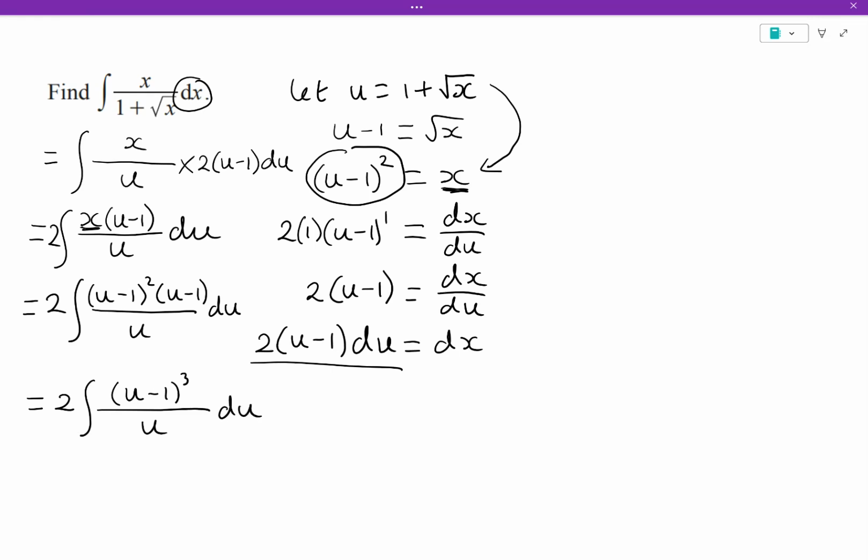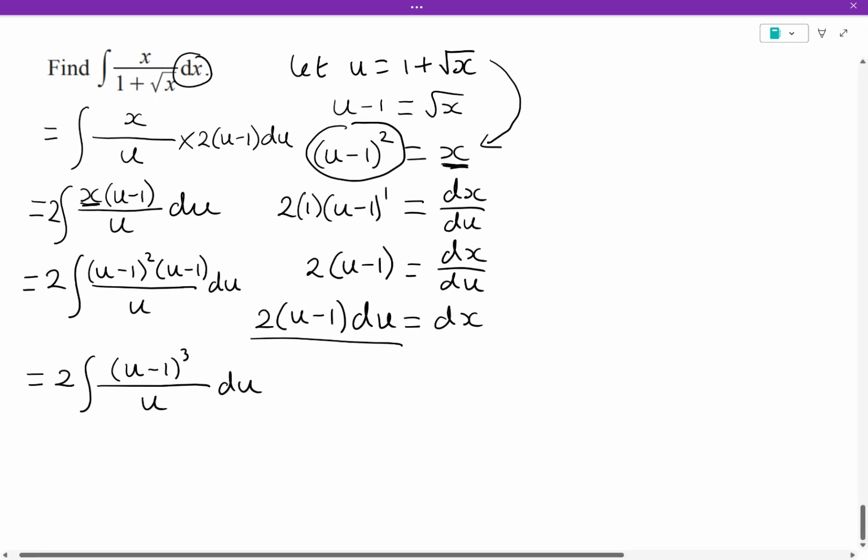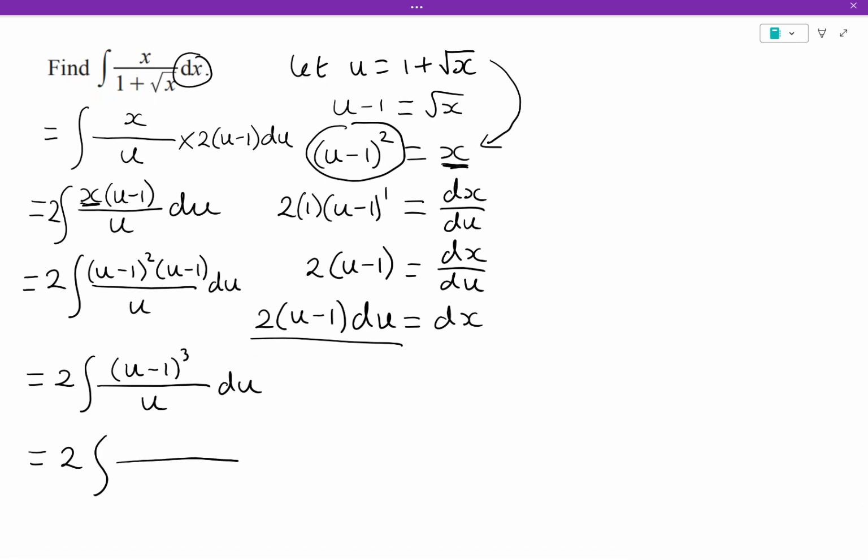Now if we go through my strategies, our denominator is a single term. So we could try splitting the fraction up, but in order to do that, I first need to expand the brackets, which might take a little bit of time because it's cubed, but we can use our knowledge of the binomial expansion to help us. So I believe we would get u cubed, and then it would be negative 3u squared, then plus 3u, and then it would be negative 1, like that. And then it would be a u in the denominator, and then we'd have du.